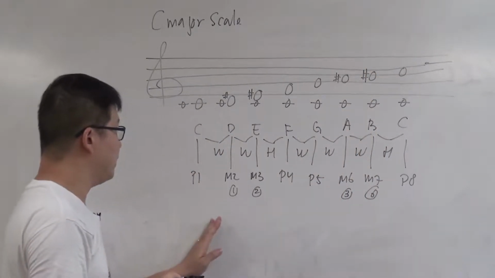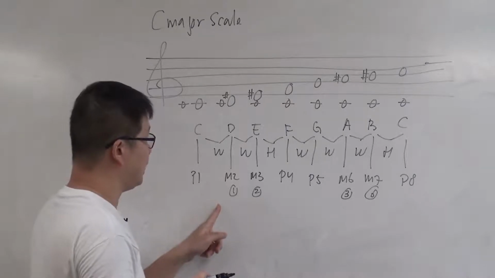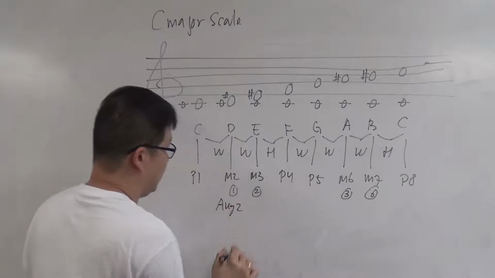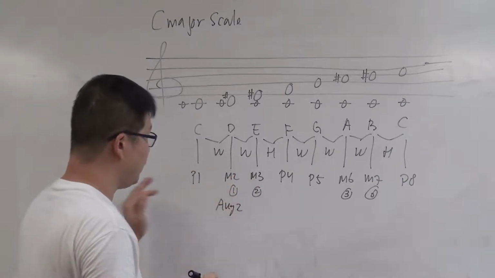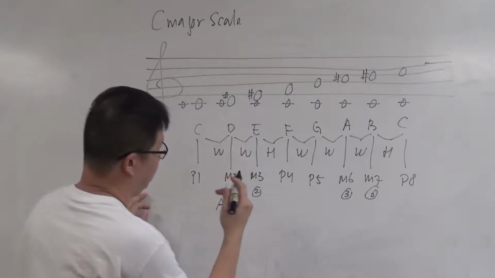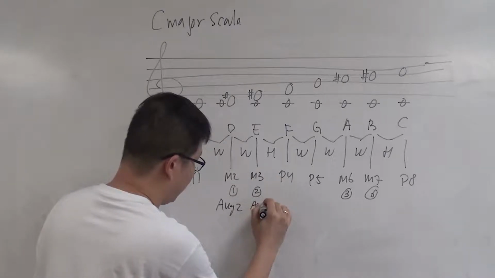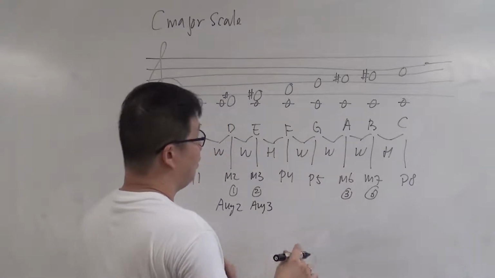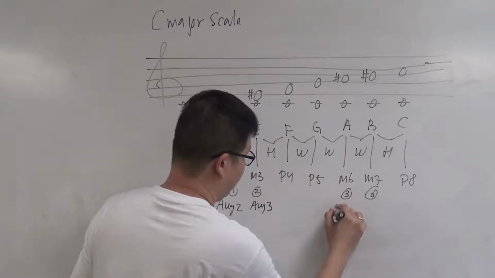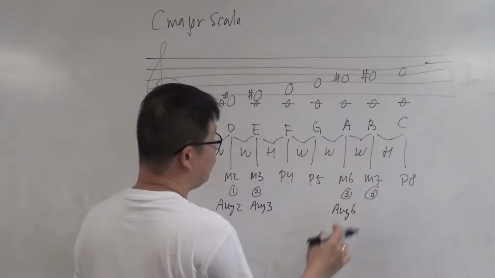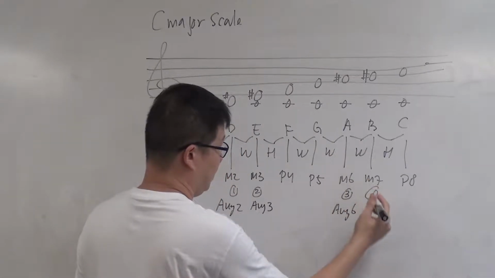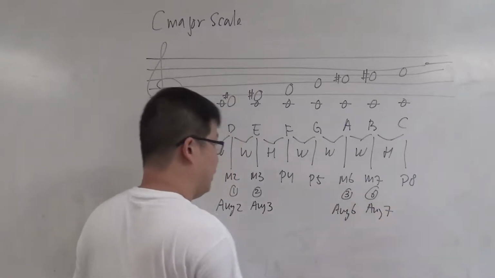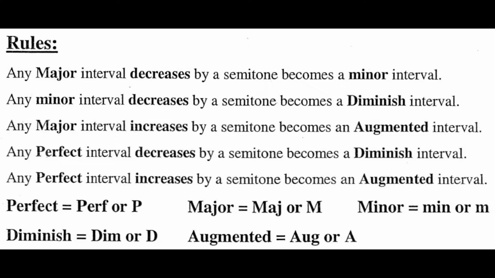Now without the sharp, C to D is a major second. With the sharp, it becomes an augmented second. Same thing from C to E: without the sharp it is a major third, with the sharp it becomes an augmented third. C to A, without the sharp is a major 6th; with the sharp, it becomes an augmented 6th. C to B, without the sharp is a major 7th; with the sharp, it becomes an augmented 7th. Okay, let's move on to the next rule.